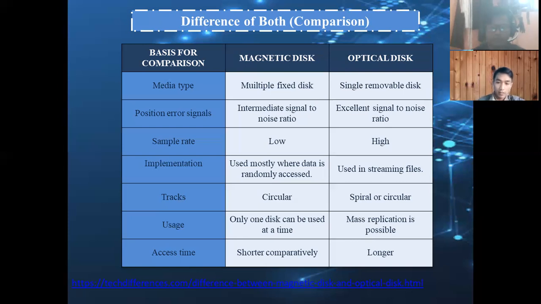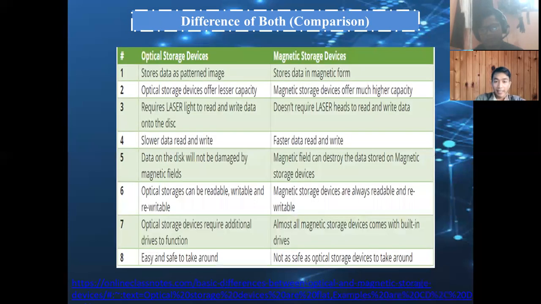For the usage, with magnetic only one disk can be used at a time, but with optical mass replication is possible. For access time, it is shorter for magnetic and longer for optical. For the storage, optical stores data as a pattern image, and magnetic stores it in magnetic form. Optical storage devices offer lesser capacity, and magnetic storage devices offer much higher capacity.